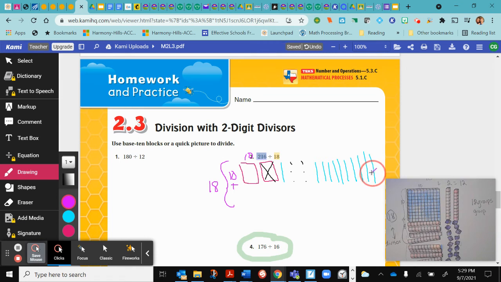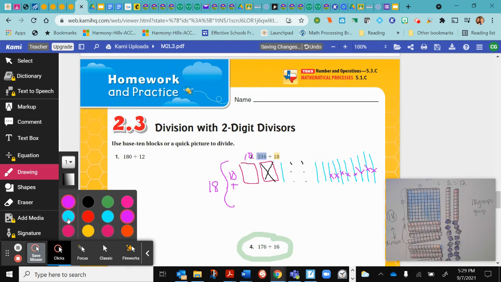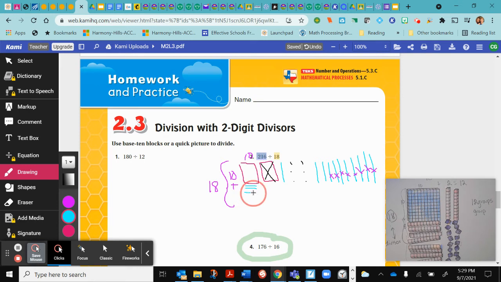So I'm going to cross out 1, 2, 3, 4, 5, 6, 7, 8. And then I'm going to place those over here. And this is 1, 2, 3, 4, 5, 6, 7, 8. So now I have 8 more. So this gives me 10 groups of 18.